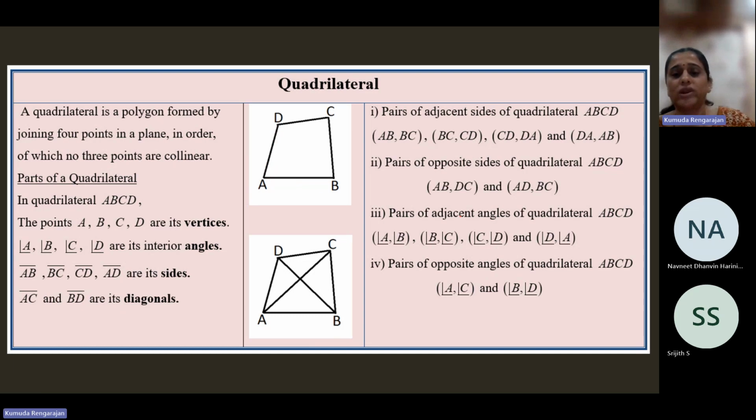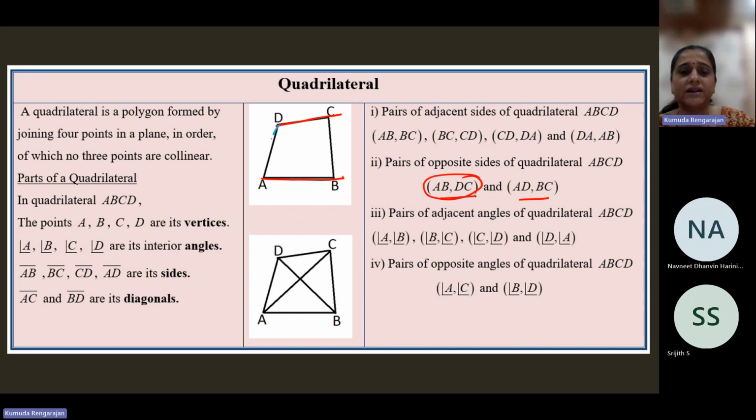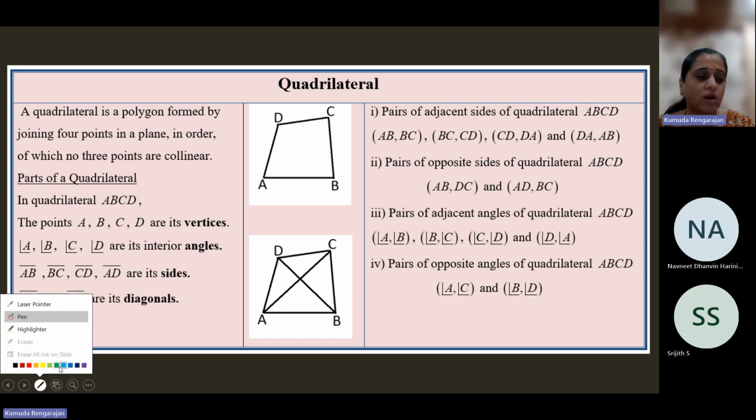Now opposite sides, we'll have two pairs of opposite sides, AB and CD, and the other pair of opposite sides, AD and BC. Or you can write AD and CB, whatever order. You know that AB, BA, both are the same. So there are two pairs of opposite sides, four pairs of adjacent sides. Opposite sides will not have a common vertex.